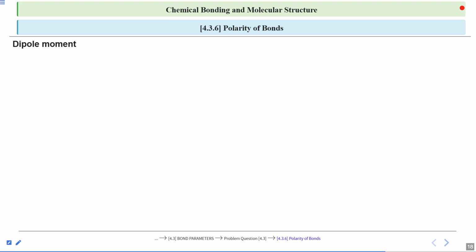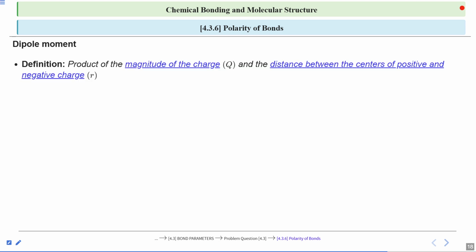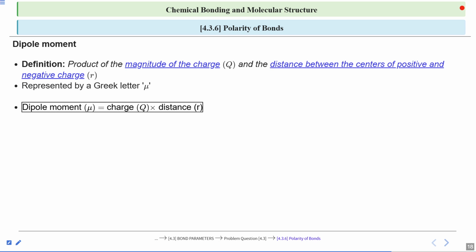So let us move on to the dipole moment and try to understand it with the help of a formula. There is nothing difficult to understand. Simple formulas are there, and we will just go through them quickly. If I define it, it is simply the magnitude of the charge, the positive and negative charge, multiplied by the distance between them. So Q multiplied by R gives you your dipole moment. This dipole moment is represented by the Greek letter mu. So we can write the complete mathematical form: mu is equal to Q into R.